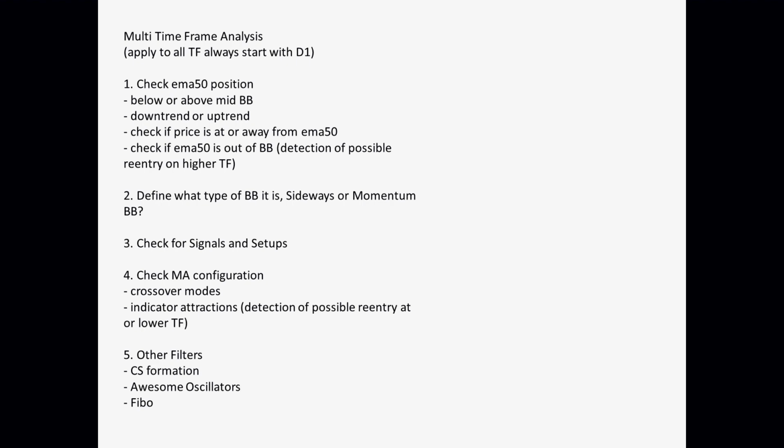Because if it's at MA50, you need to be looking at a setup on a higher time frame. But if the candles are away from MA50, then you have to look for a setup on a lower time frame. And if the MA50 is outside of the Bollinger Band, remember the main function of the Bollinger Band is to ensure that all the candles and the moving average are within it. That tells you the price is going to go sideways, and if the price goes sideways, then it is creating a re-entry on a higher time frame.